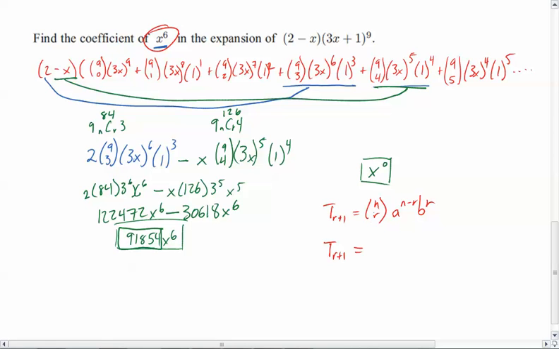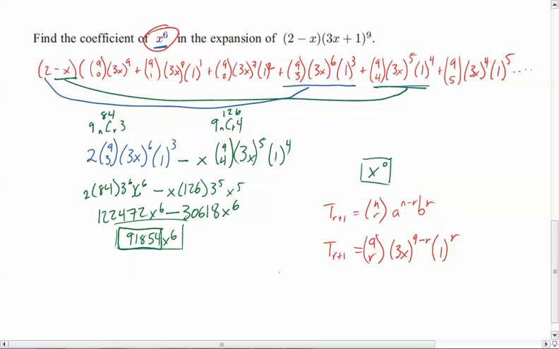but I know that the n is 9. I don't know what r is, so a to the 9 minus, and now a of course is 3x, so let me just redo that. So 3x to the 9 minus r, and then 1 to the r. Now I need two specific terms. Now this is how we're going to find them.